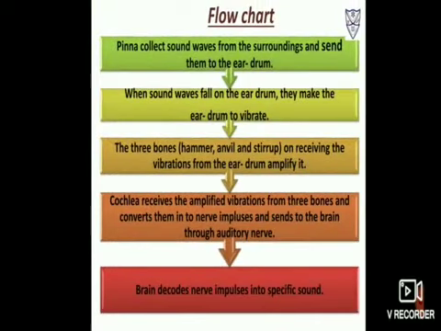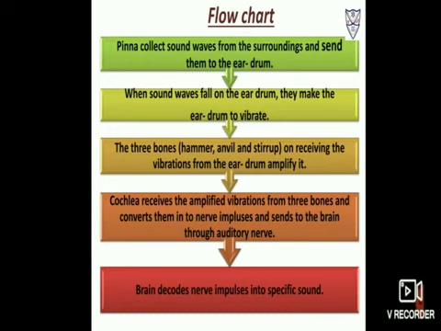Now again let us understand the working of human ear through this flowchart. The pinna collects the sound waves from the surrounding and sends them to the eardrum. How is it passing? Through the ear canal, and then it reaches the eardrum. As soon as it strikes the eardrum, the eardrum vibrates. This vibration will reach the three bones.